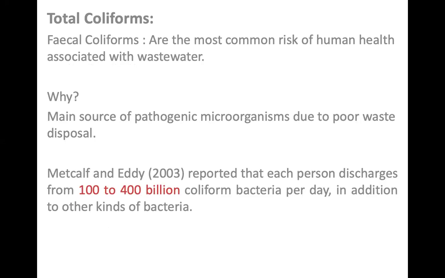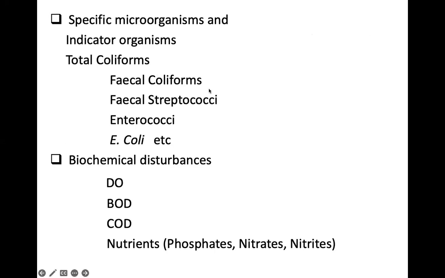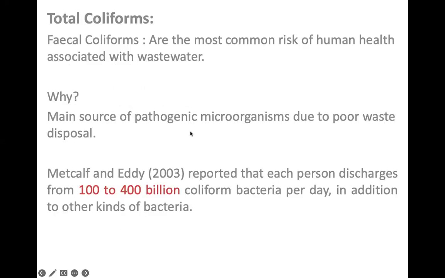Total coliforms. Now, because it is practically impossible to determine the presence of all of these at the same time, we use a much more convenient method known as total coliform. Now, total coliform is conducted on a given water body. If the total coliform is positive, then one has to go further to do other tests to find out the actual microorganism that is present. Now, we are saying they are the most common risk to human health associated with wastewater. And this gives a rough idea.